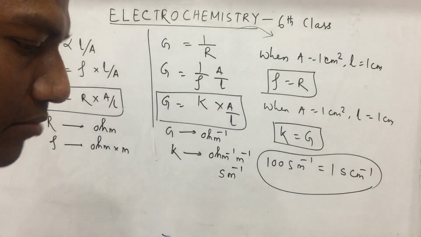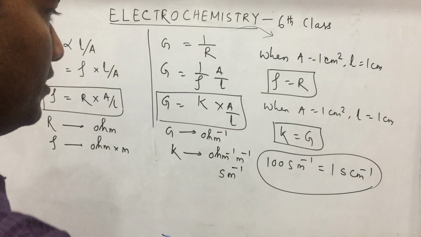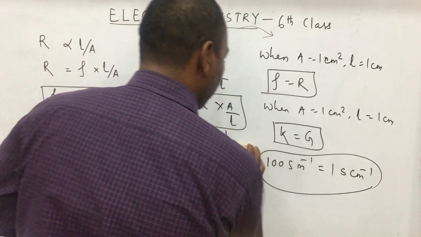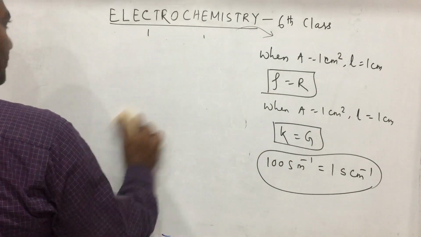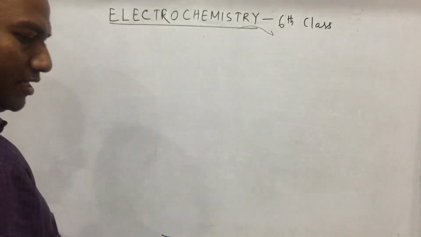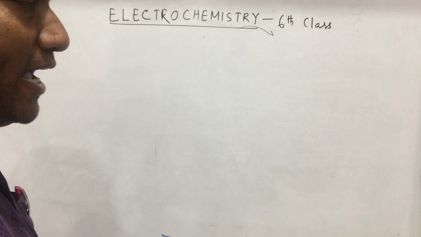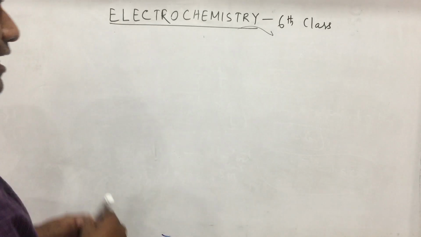100 Siemens per meter equals 1 Siemens per centimeter. Okay, clear? So these are the different first four terms. Then the next heading is coming, next theory is coming. What are the different factors affecting electrical conductance of a metal?